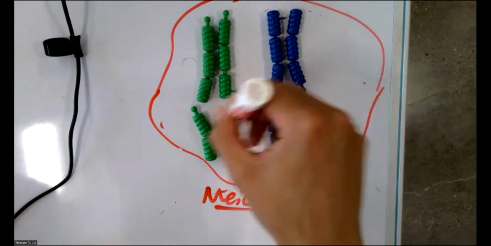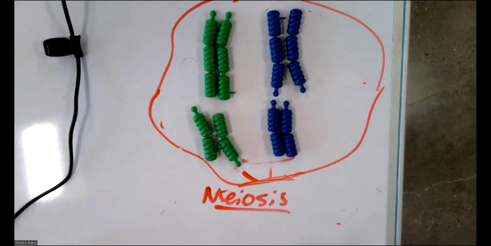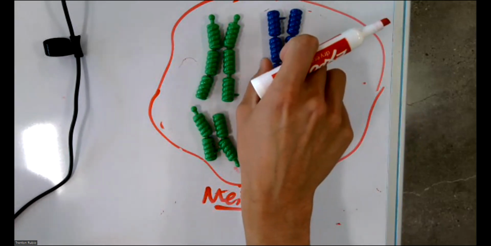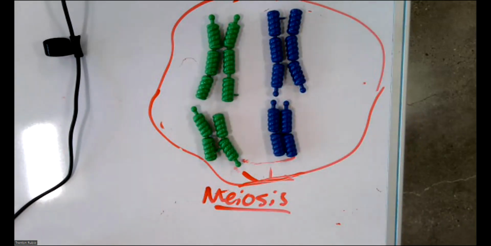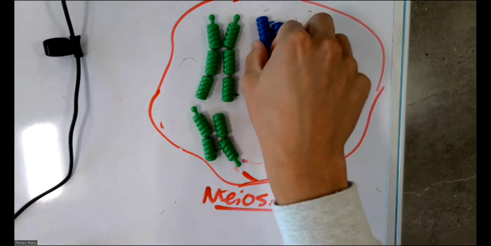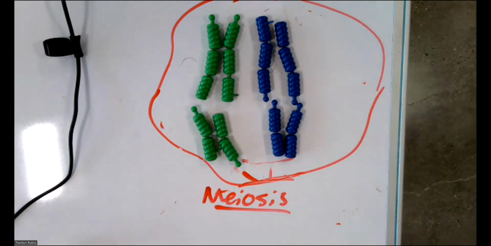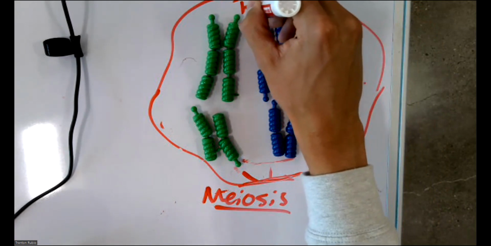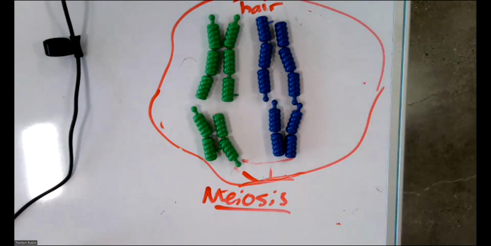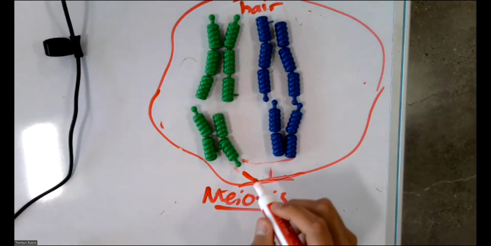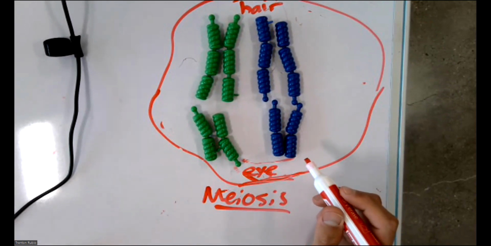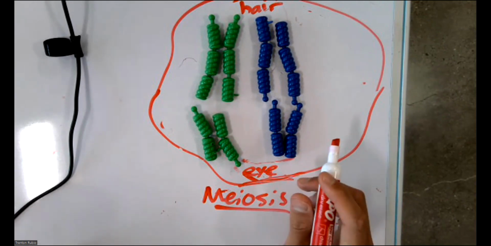And these chromosomes align differently. In metaphase 1, my homologous pairs line up. But before that, my homologous pairs have the same genes on them, right? So these two up here might represent genes for hair color, and maybe these two chromosomes represent eye color.